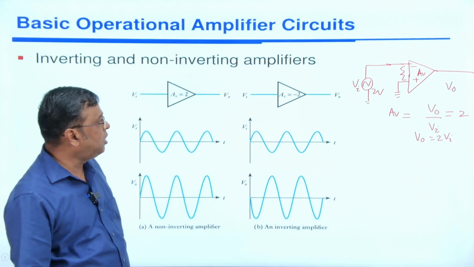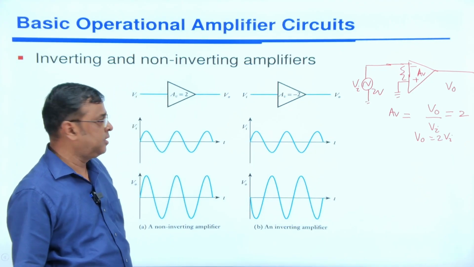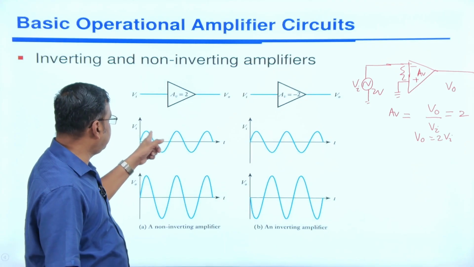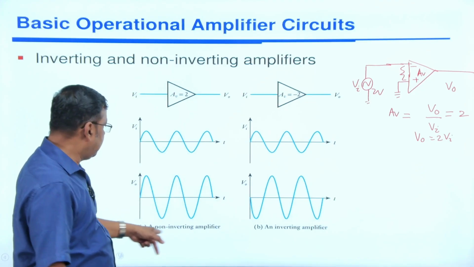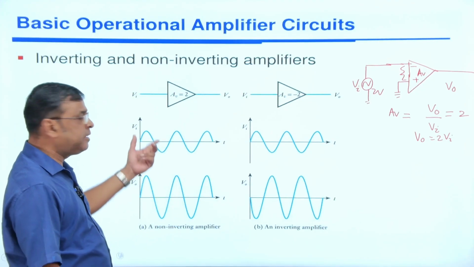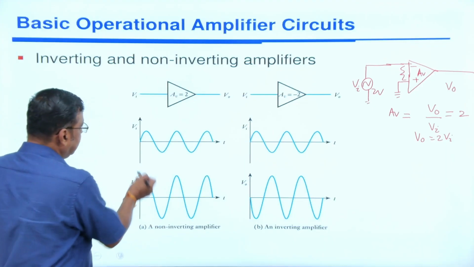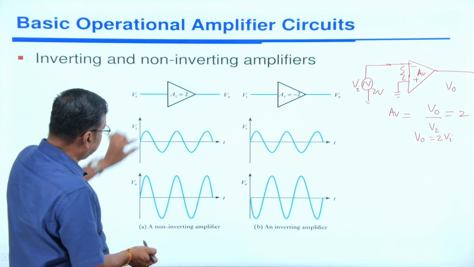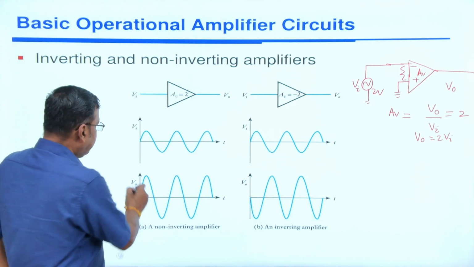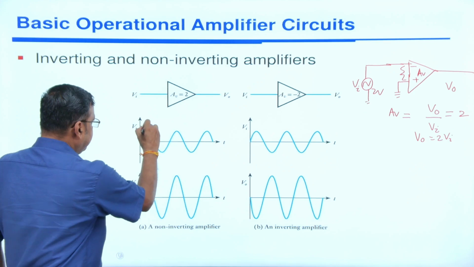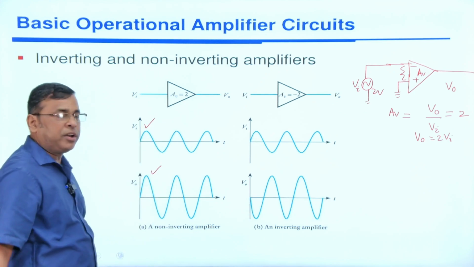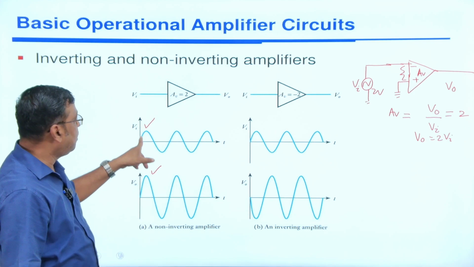In case of non-inverting, the output gets the positive sign. Look at this here. This is your Vi, a simple sinusoidal waveform, and this is your output. In case of a non-inverting terminal, since it is an amplifier, it raises the strength of the amplitude. Whatever the amplitude is, it increases because of amplification. So Vo and Vi, the phase difference will be the same in case of non-inverting.